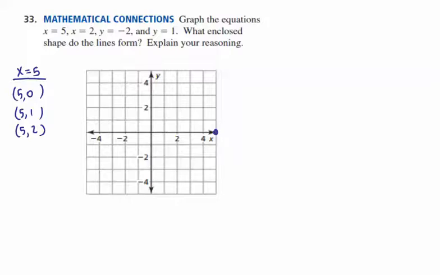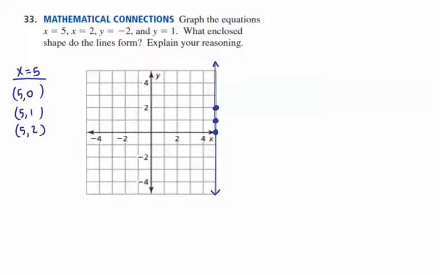X is 5, y is 1. X is 5, y is 2. And so you can see that your graph will pass straight through those. And so we get the graph of that blue line there.